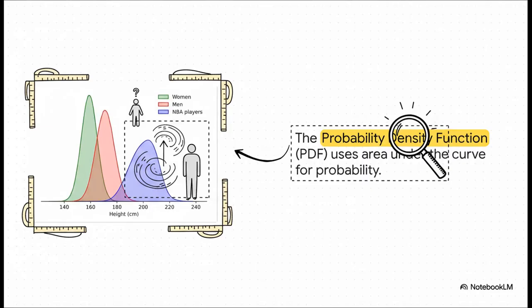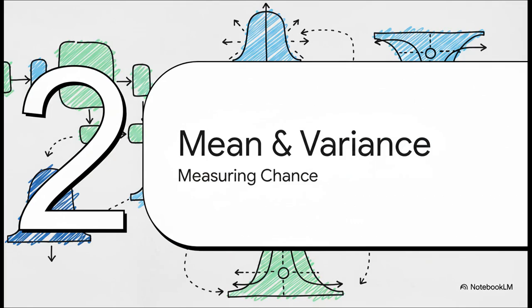And this leads us to how we handle continuous variables. Think about it. What's the probability of someone being exactly 180.000 centimeters tall? I mean, with an infinite number of decimal places, the chance is basically 0. So instead, we use what's called a probability density function, or PDF. We stop asking about a single point and we start asking about a range. The probability of someone being, say, between 175 and 185 centimeters tall is simply the area under this curve between those 2 points.